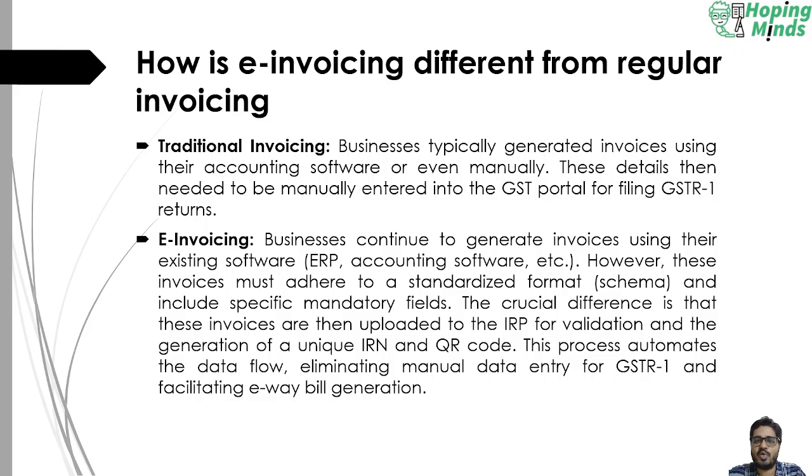The crucial difference is that these invoices are then uploaded to the IRP, that is the Invoice Registration Portal, and the portal validates the invoices and generates a unique IRN number and a QR code. This process automates the data flow, eliminates manual data entry for GSTR1 and facilitates the e-way bill generation.